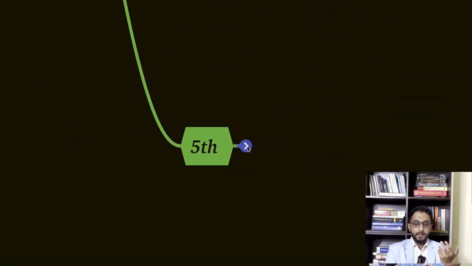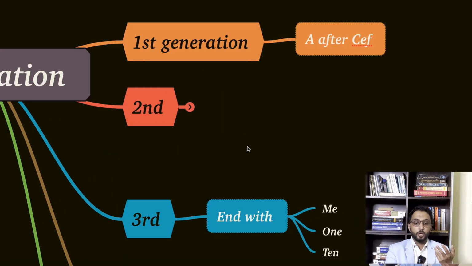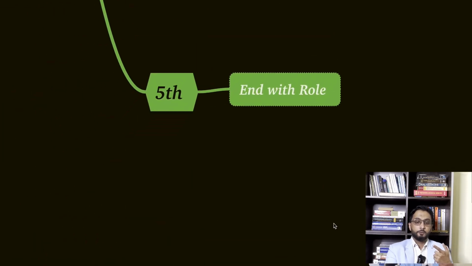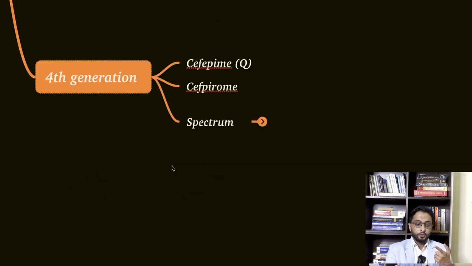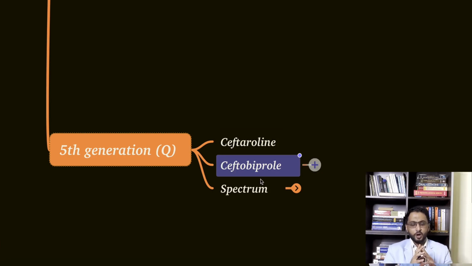Then finally, fifth generation ends with rol. So it was pi in the middle, ending with rol. This was ime, 1, 10. Third, A after Ceph. So fifth ends with rol. Easy, isn't it? Where is the fifth? Ceftaroline. Okay, rol is there, or rolin in between, fine. Or ceftobiprole, where rol is ending. Rol is there anyway, rolin is there or rol is there. So that's about first, second, third, fourth, fifth.